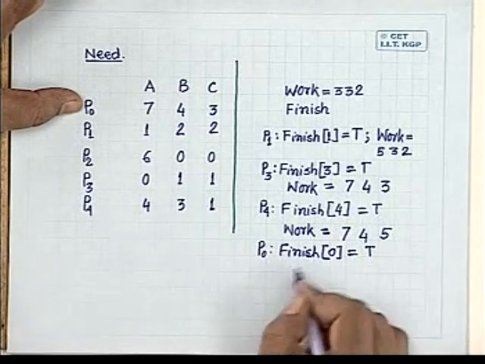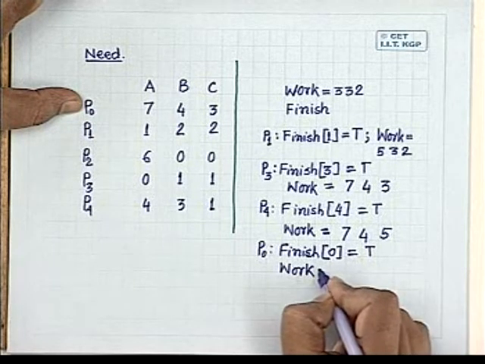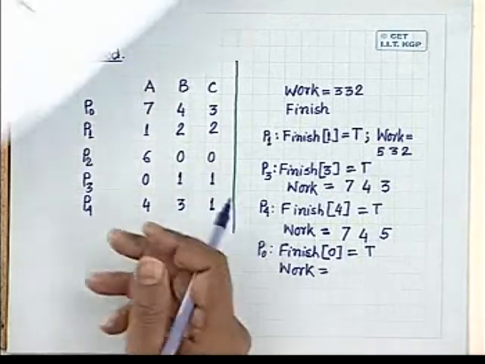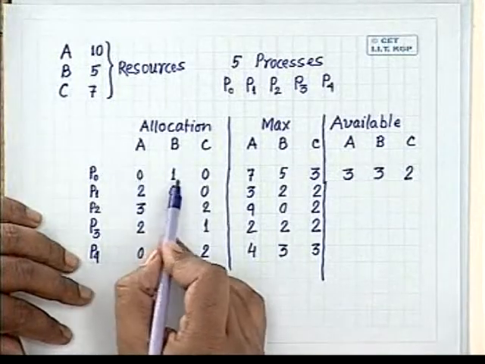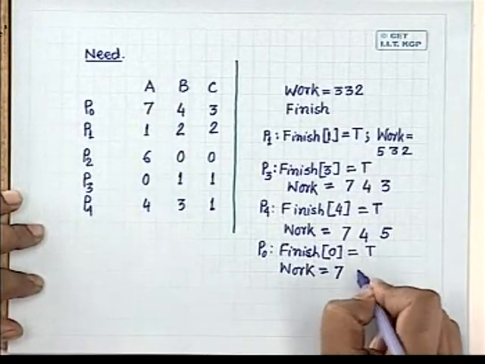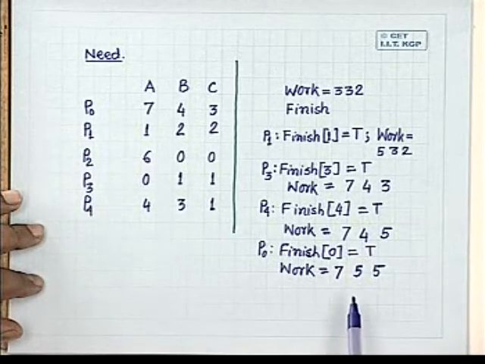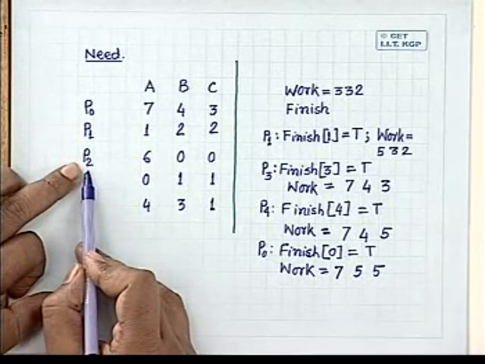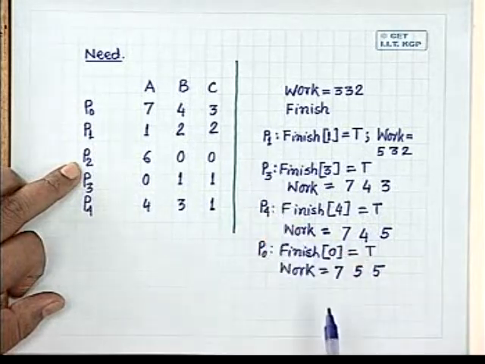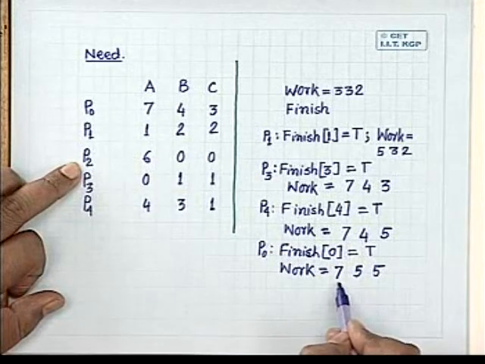and because finish 0 equal to true, the work will also be modified. Now work will become 745 plus the resources allocated to process P0, that is 010. This we have to add to this vector, so work will be 755. Now with this 755 you come to process P2. P1 already complete, P2 could not be completed in the first go. So now we come to process P2, whose future requirement is 600, available resources 755.